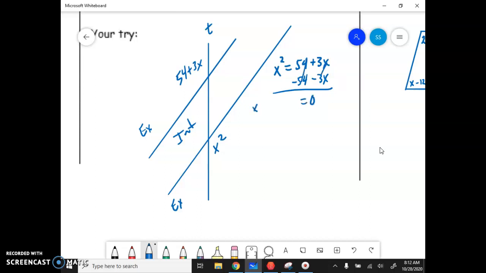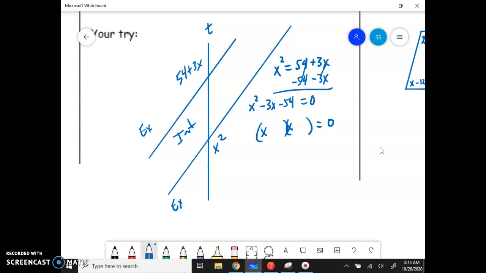And I'll be left with x squared. There we go, x squared. And I'm going to just put this in the right order. Minus 3x minus 54 is equal to 0. And now we just go ahead and factor this out. We're looking for two numbers that multiply to equal negative 54 and add up to negative 3.